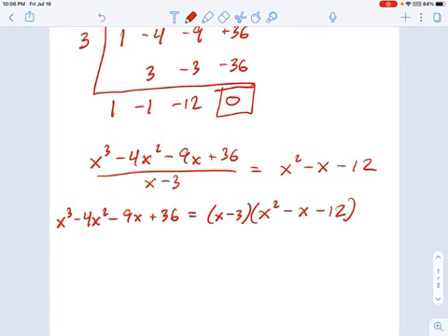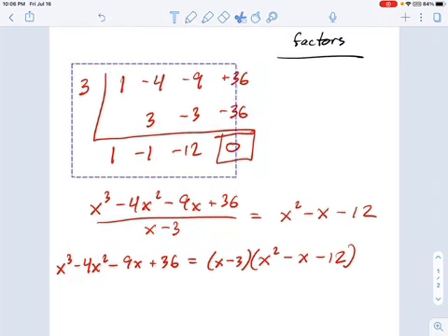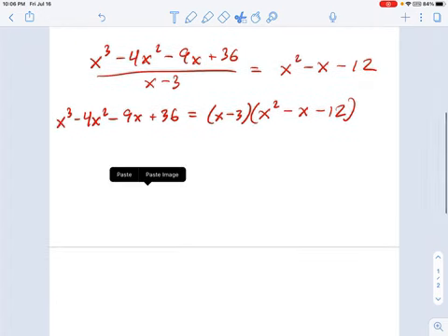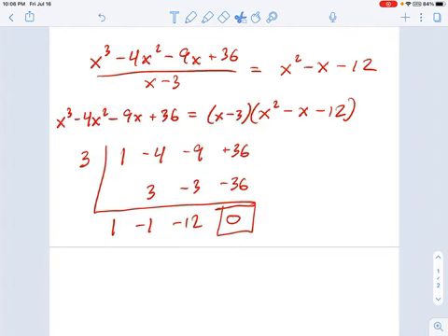And what I would really recommend is that you now factor this with your normal techniques. You know, use the big X or whatever you like to do to factor this guy. But for the sake of this video, I'm just going to go ahead and show you how to use synthetic division to continue factoring something after you factored one thing out. This is going to become useful later on. I'm not just doing this to waste your time. So let's take that synthetic division and continue on with it.